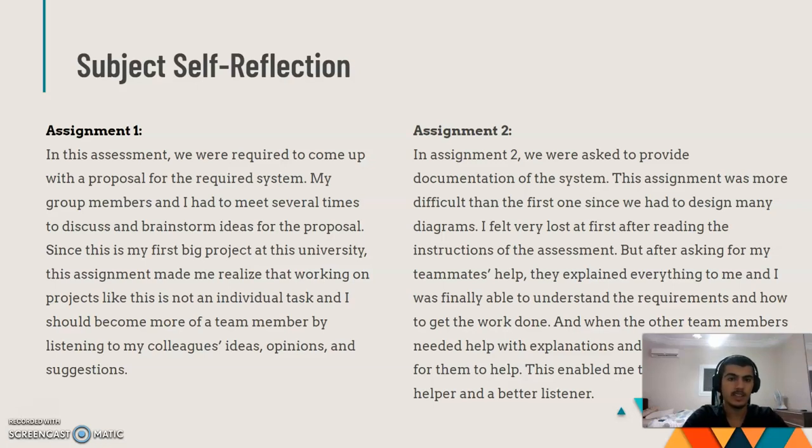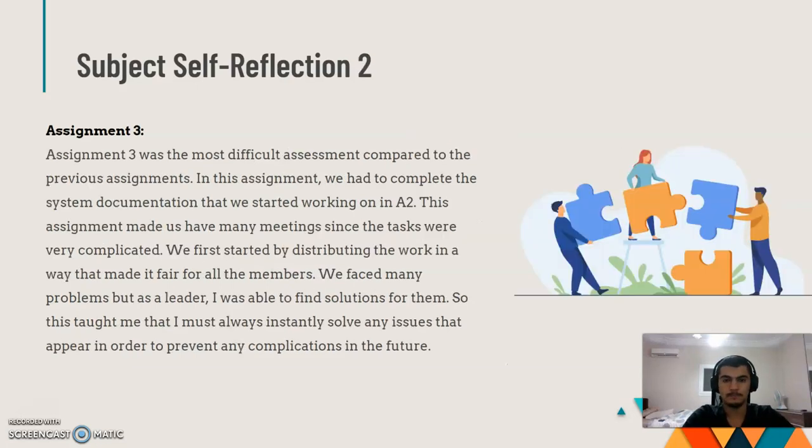Number 2. In this assessment, we were asked to provide documentation of the system. This assignment was more difficult than the first one since we had to design many diagrams. I felt very lost at first, but after reading the instructions of the assessment and asking for my teammates' help, they explained everything to me, and I was finally able to understand the requirements and how to get the work done. And when the other team members needed help with explanations, I would always be there for them to help. This enabled me to become a good team member and a better listener.